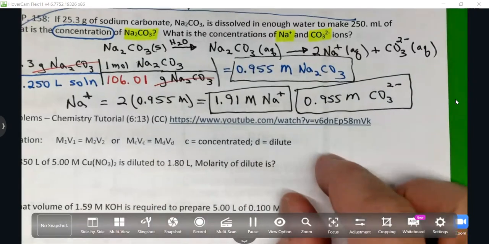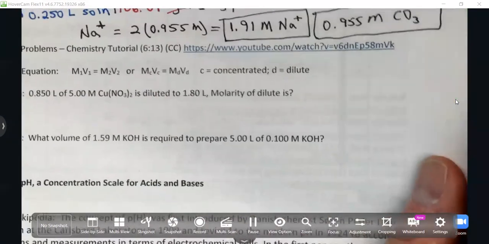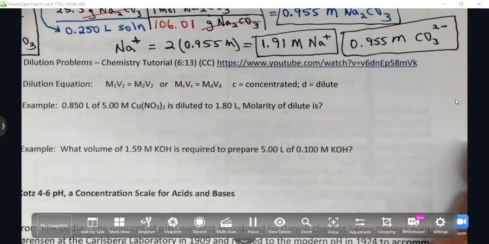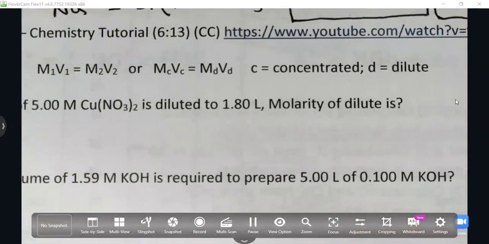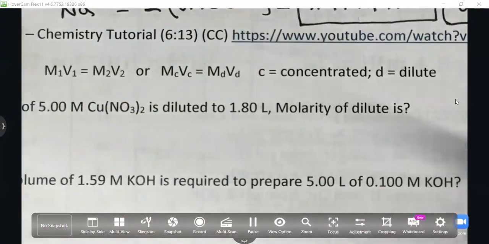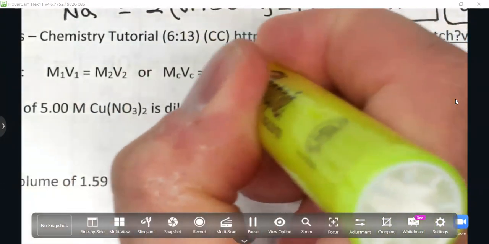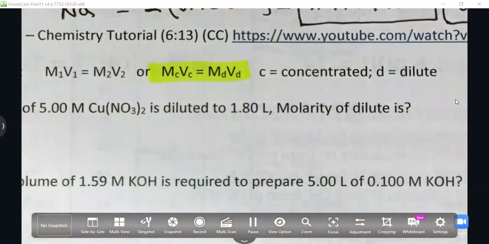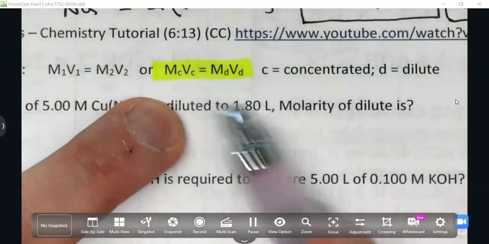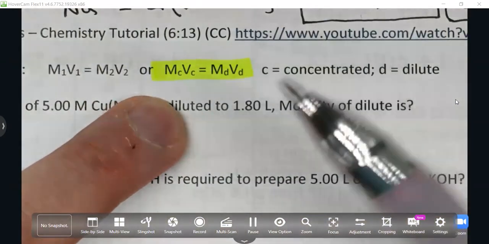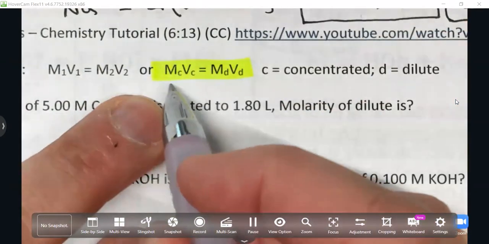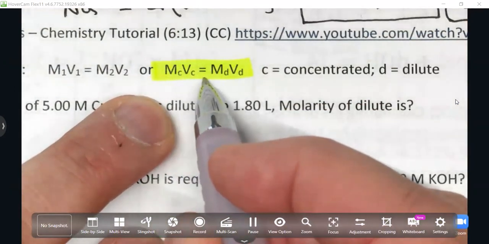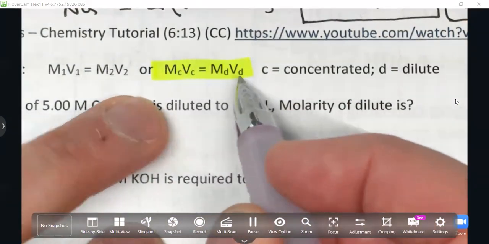So these next ones sound complicated. The book makes it a little bit complicated, but it's really simple. It's just this formula right here. I think your book uses a 1 and a 2, but let's just identify them. This is the molarity of the concentrated times the volume of the concentrated equals molarity of the dilute times the volume of the dilute. It's that simple.